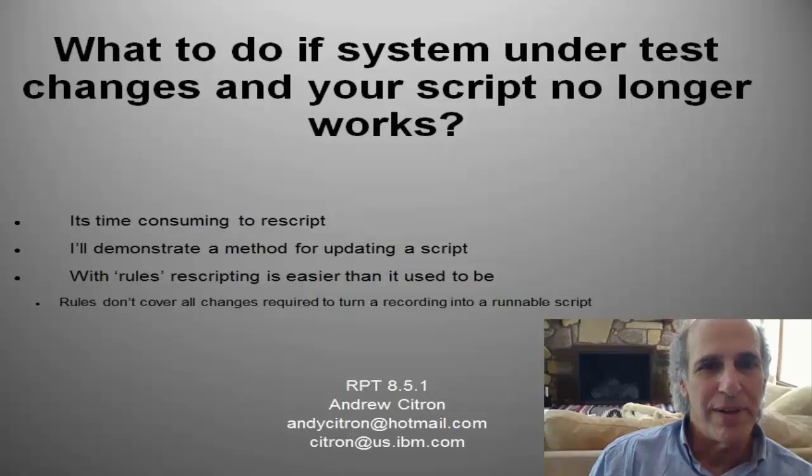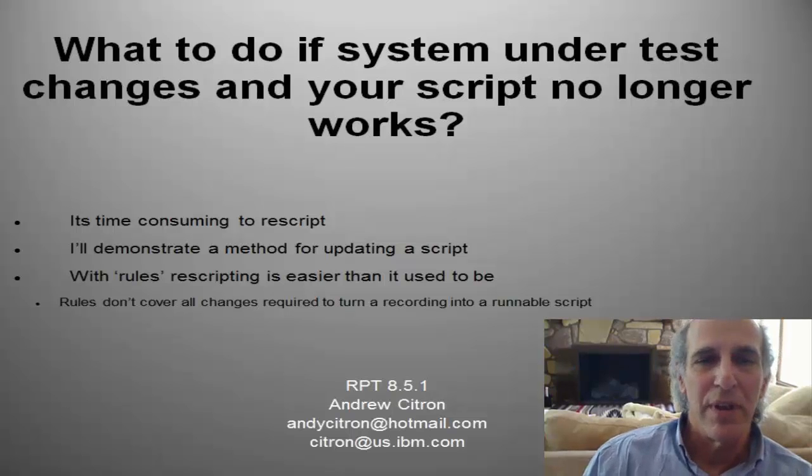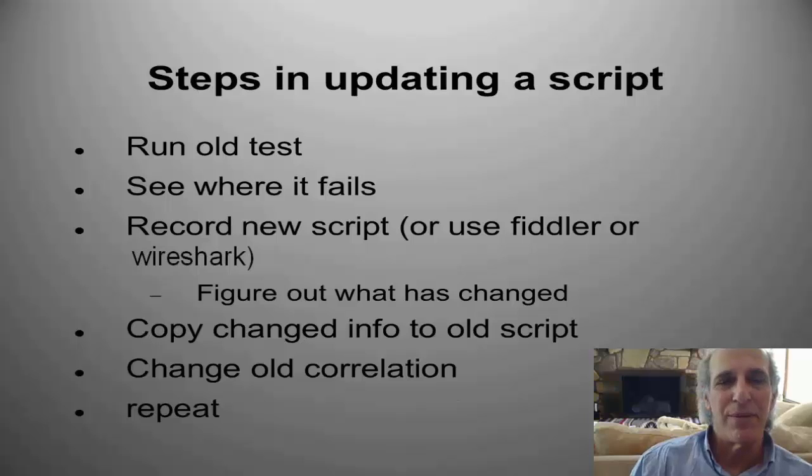And so I'm going to go over a method for updating a script as opposed to re-recording it and starting from scratch every time you get a new build of the system that you're testing. Now with rules, rescripting is easier than it used to be, but that assumes you have a complete set of rules that covers everything. The steps in updating a script are: you run the old test, you see where it fails, you record a new script or use Fiddler or Wireshark to look at network traffic, figure out what's changed, then copy what's changed from the new recording into the old script.